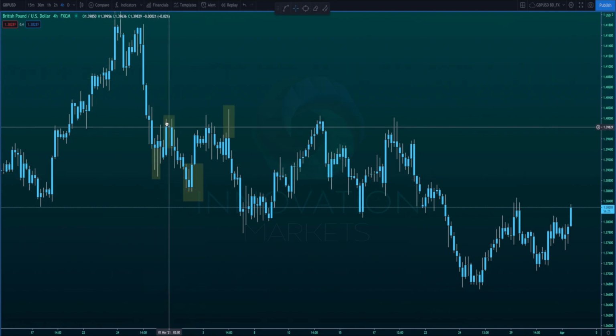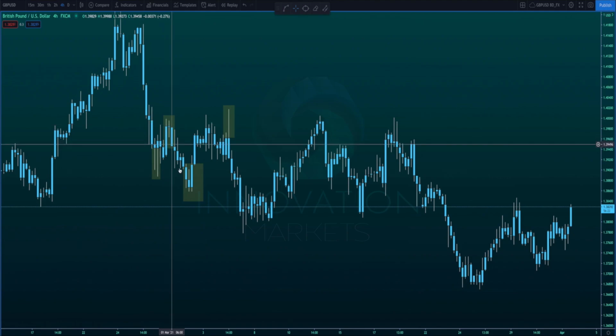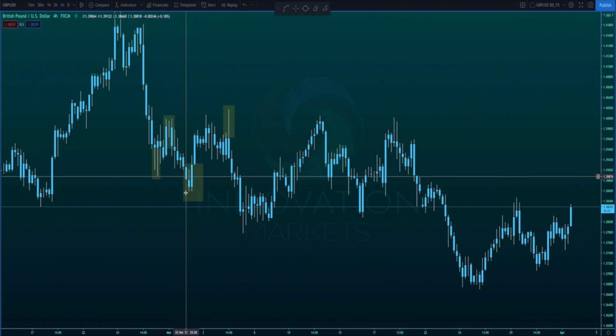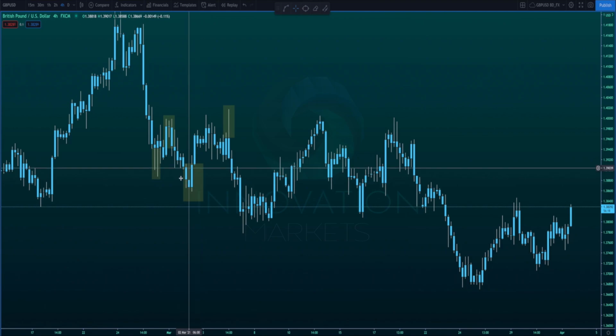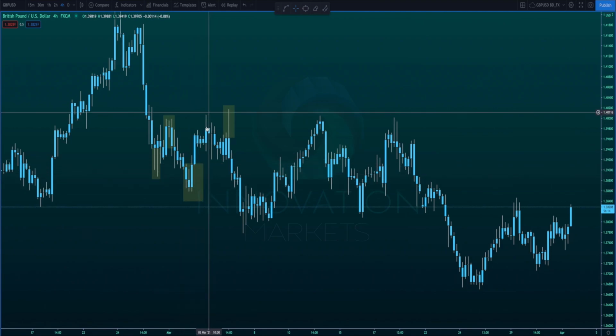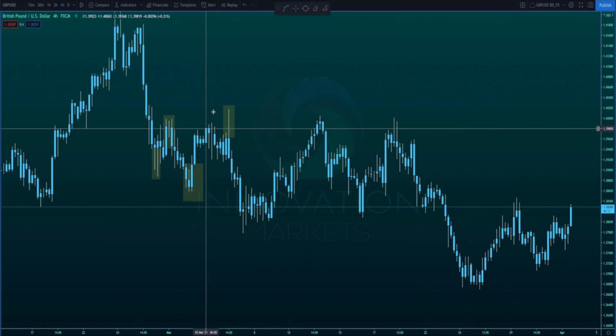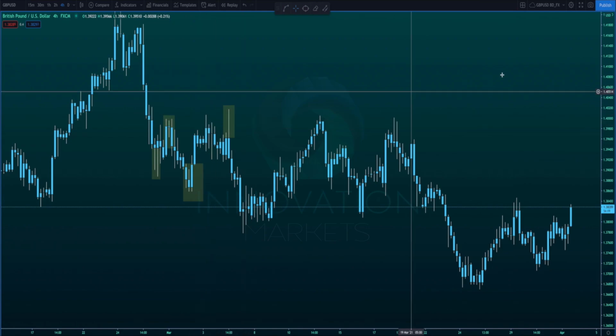Here's small wicks, but we did have the evening star formation. Then we came down, not really any big wicks, but small wicks, but we did have the morning star formation, so that showed to buy. Then we came up, quite a big wick here. See, pay attention to the wick itself.